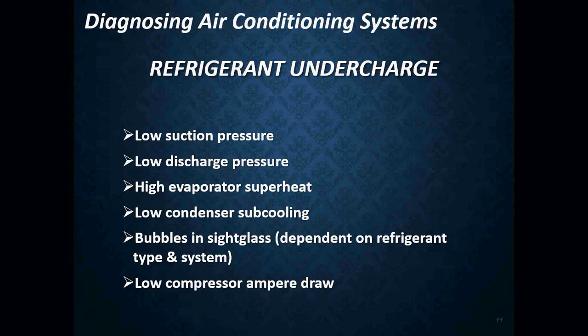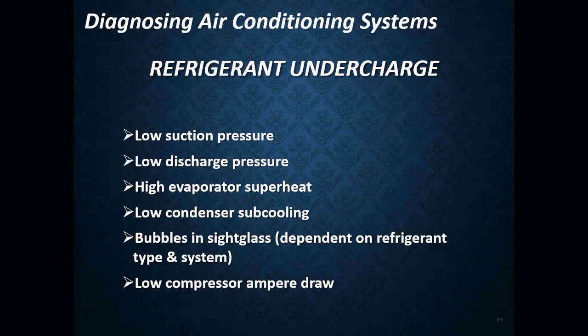Now, when it comes to refrigerant undercharge on our air conditioning systems, you're going to have low suction pressure, low discharge pressure, and a high evaporator superheat. You're going to have low condenser subcooling. You may have bubbles in the sight glass, depending on the refrigerant type and system, and low compressor amp draw.